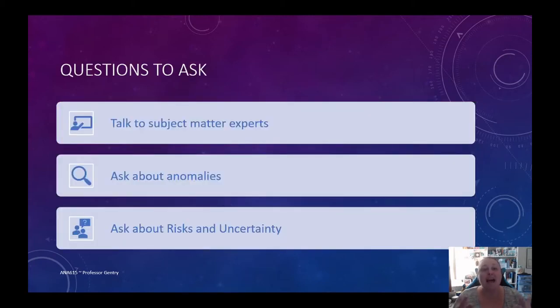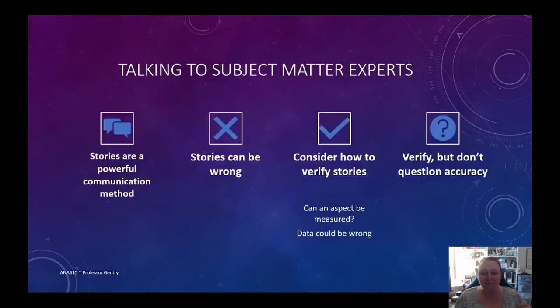To do this, we ask questions. There are 3 types of questions that you can ask that are going to help you gather that data. First, you're going to talk to those subject matter experts, sometimes called SMEs. Then you're going to want to find those anomalies or unusual things that happen, whether they're good or bad. You want to find those outliers. And then finally, you're going to ask about any of the hardships, the risks, the uncertainty, or where those things happen, because that's going to give you some good information too. Using this 3-step process of questioning, you should be able to gather all the information that you need to help you solve that problem.